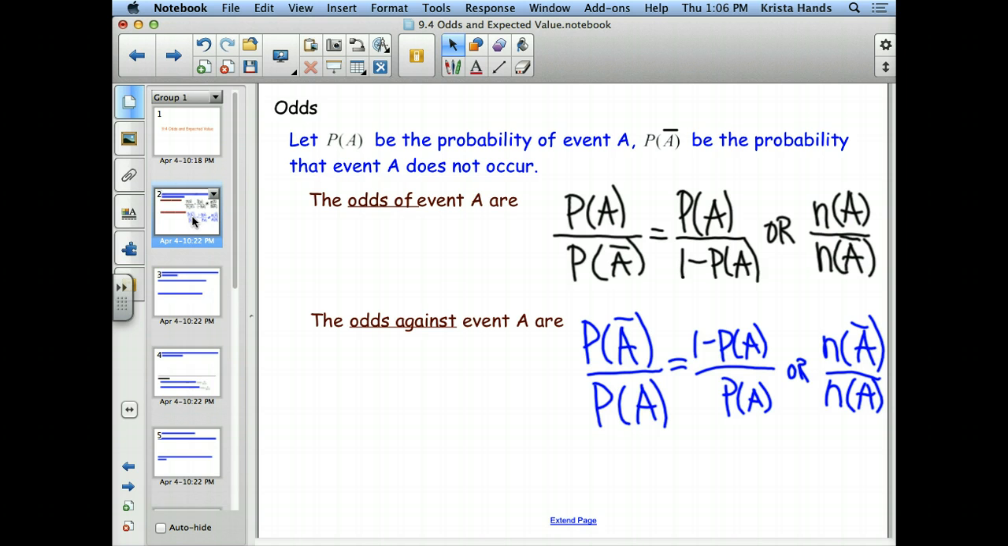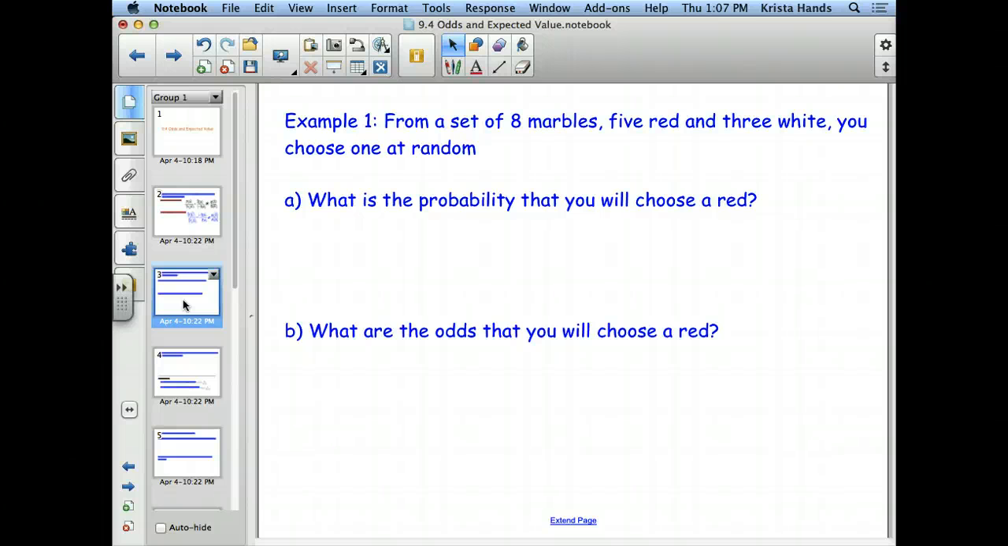This is really a ratio. This is what we really think of a lot of times when we think about a ratio. So instead of considering the number of girls to the whole class, we would consider the number of girls compared to the number of boys. Something like that. So we're going to do one with marbles. From a set of 8 marbles, we have 5 red and 3 white, and we're going to choose one at random.